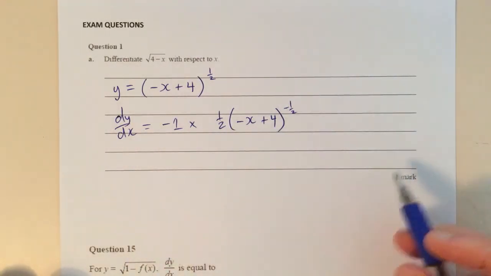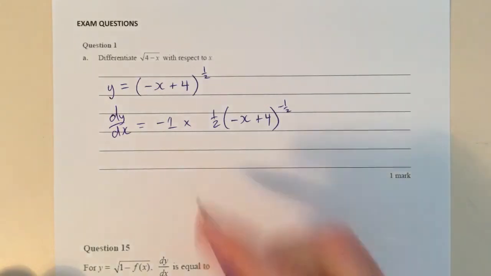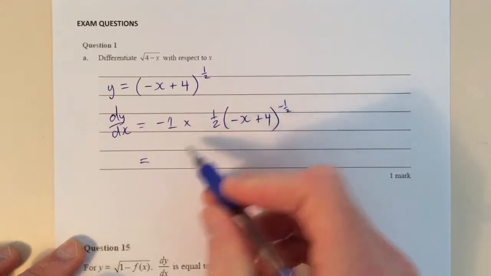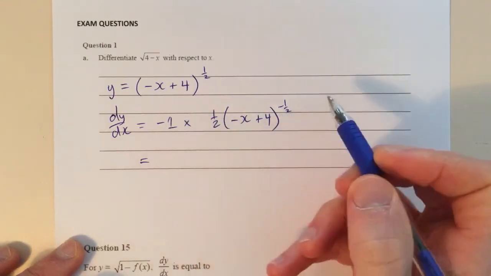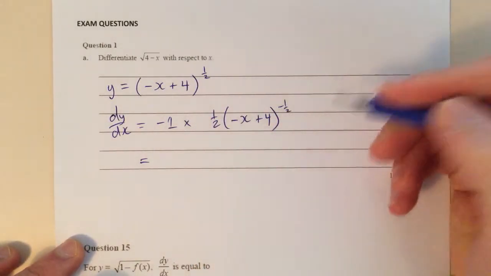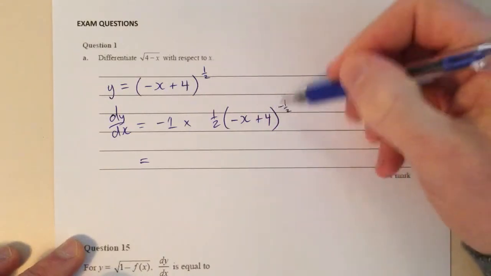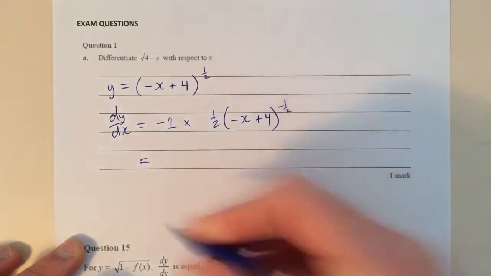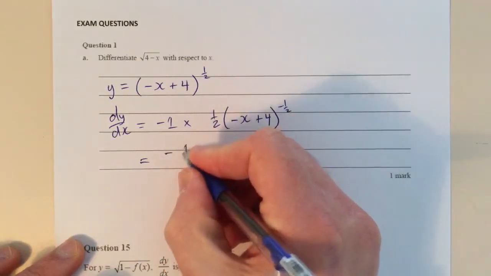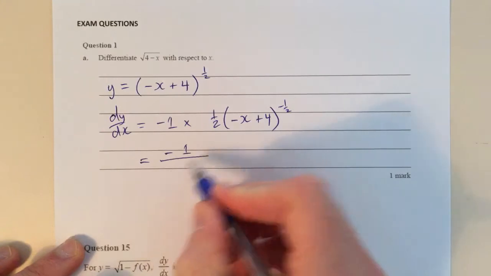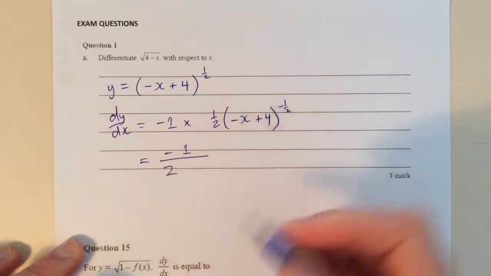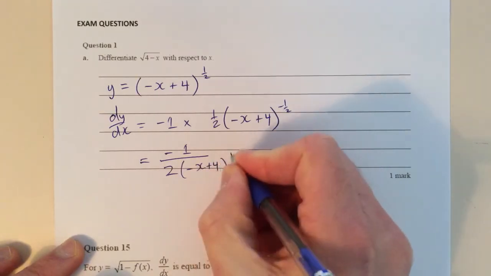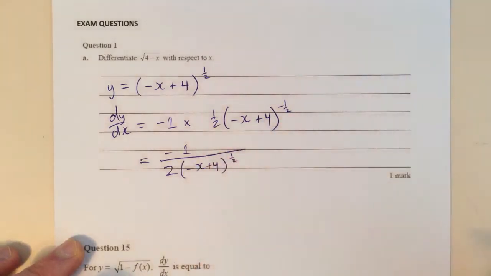It's a 1 mark question, so we're not really getting marks for working here. We just have to make sure we've got our answer correct. We're probably okay to leave this as a fractional power, but let's stick with this idea of rewriting the answer in the form of the question. So a power of negative a half is going to move to the bottom. Negative 1 stays on top. On the bottom, we're going to have 2 from the half, times negative x plus 4 to the power of positive a half.